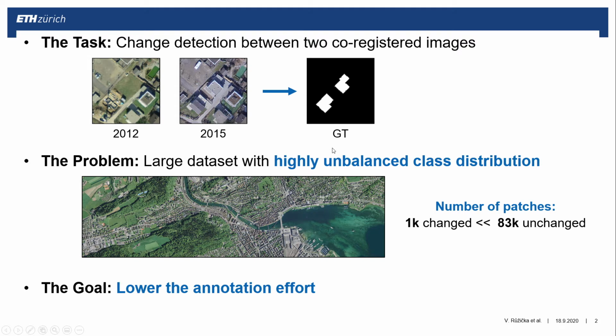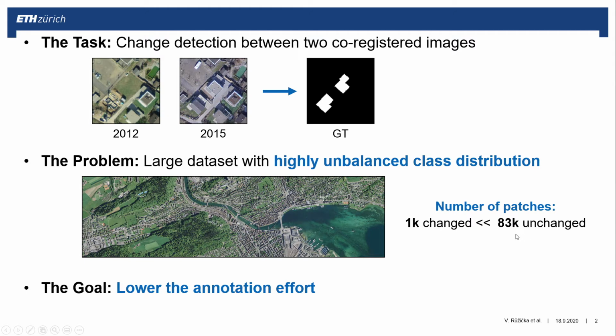The problem we are facing is that we have a large dataset with a highly unbalanced class distribution. You can imagine that if we were to tile this image into individual patches, the number of patches which would contain any relevant change would be much smaller than the number of patches which do not contain any change. Namely in our dataset, this is a 1 to 83 ratio.